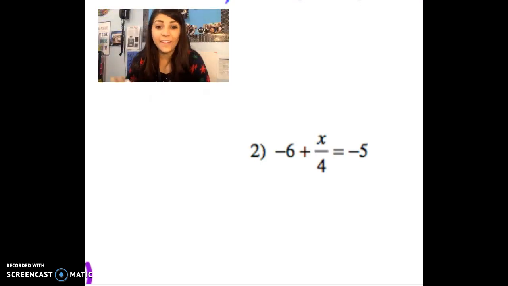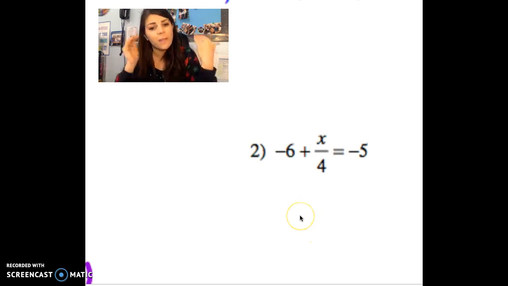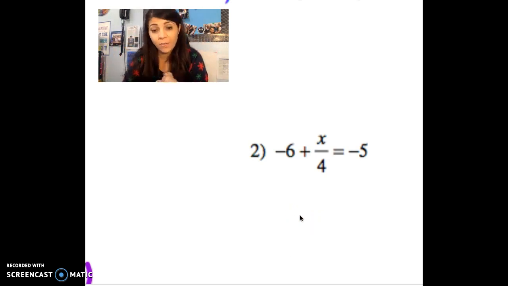So we have -6 plus x over 4 equals -5. If you notice, it's a similar pattern to the problem that we just did for number 1. However, this time there's negative numbers involved, which means we need to tell ourselves to slow down because when we're working with rational numbers that are negative, sometimes we can psych ourselves out and get a little discouraged.